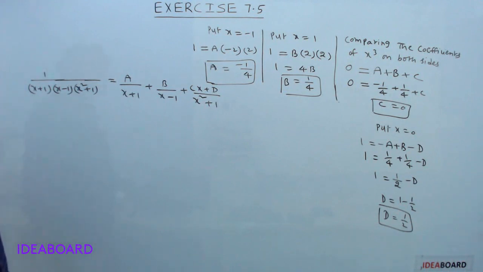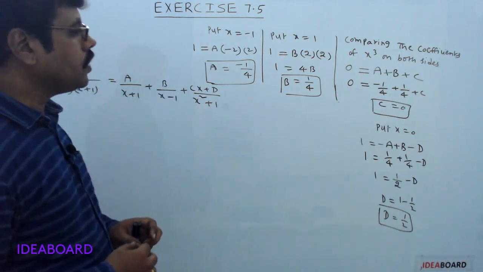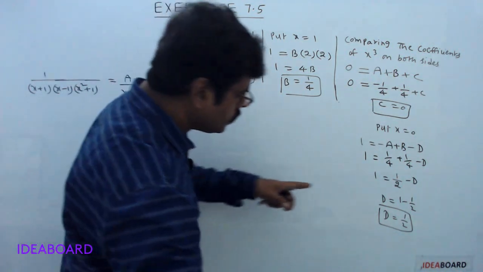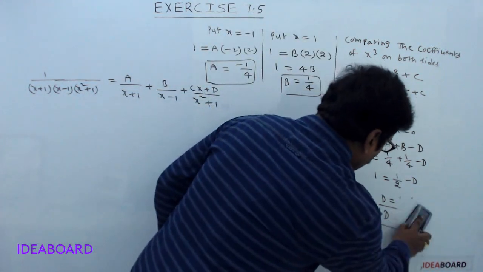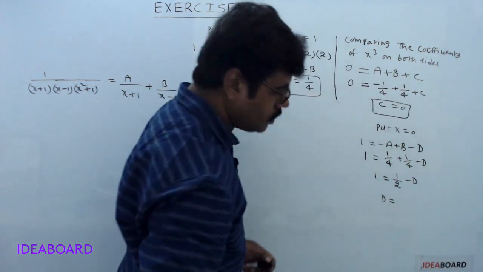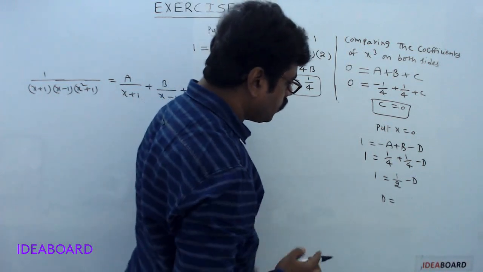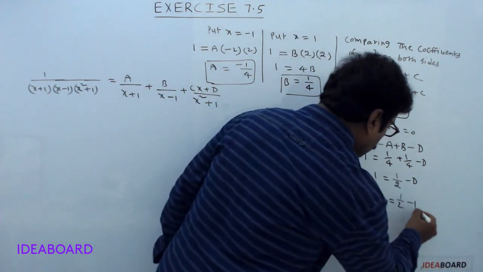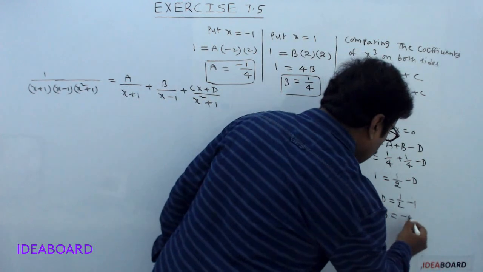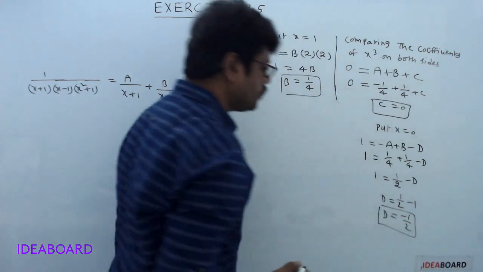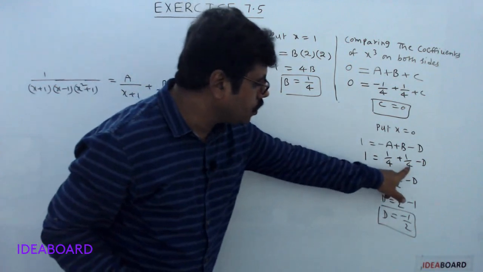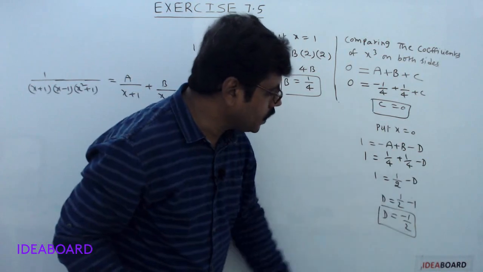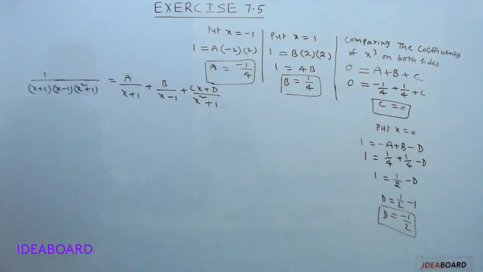Now see the values of A, B, C and D. A value minus 1 by 4, B value 1 by 4, C value 0, D value 1 by 2. See here, 1 equals 1 by 2 minus D. Bring this D from RHS to LHS. D equals 1 by 2 minus 1, so D is minus 1 divided by 2. So see here, 1 by 4 plus 1 by 4, 1 by 2 minus D. So D is 1 by 2 minus 1, it will be minus 1 by 2.